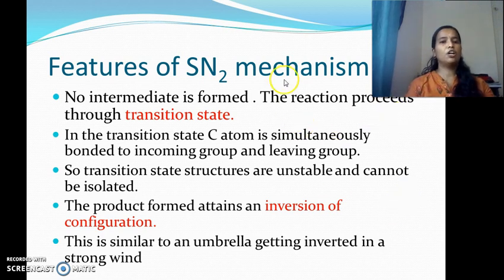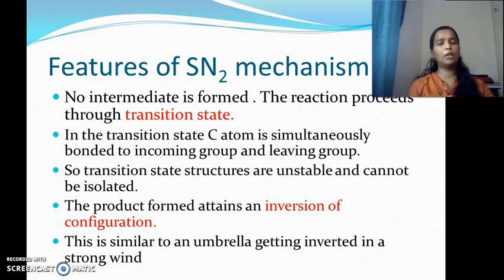Now we'll see the features of the SN2 mechanism. That is, here no intermediate is formed. The reaction proceeds through a transition state, and in the transition state, the carbon atom is simultaneously bonded to the incoming group and the leaving group, and the structure is unstable and cannot be isolated. And this inversion of configuration is similar to the inversion of an umbrella, that is, an umbrella getting inverted when there is a strong wind. So that is a good example. The inversion of configuration can be considered similar to the umbrella getting inverted while there is a strong wind. So that is the SN2 mechanism.